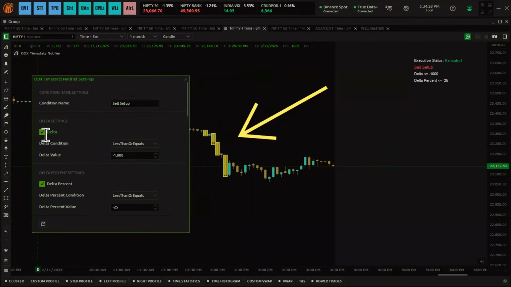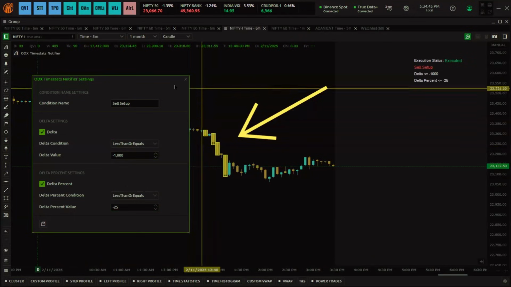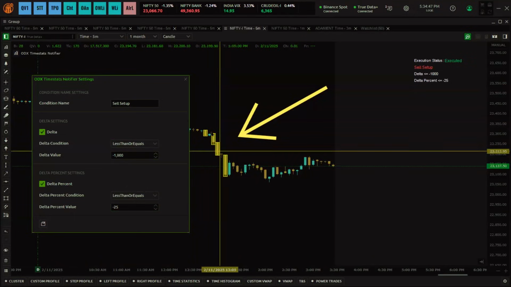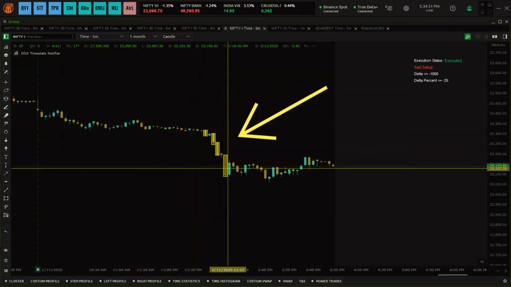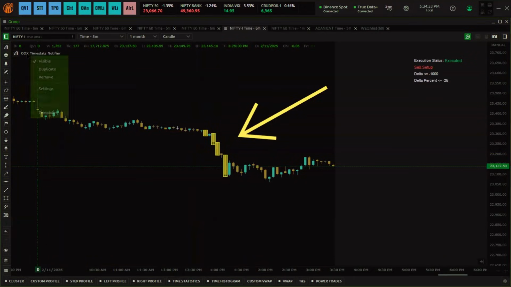I have conditions, say delta. These are my conditions: I want the delta to be below -1,000, that is -1,000 lots, and in percentage terms also less than 25%. If these conditions are met, I want it to be highlighted. You can see that it is highlighting around this area. It started here, here, here, and there's no other place it was happening. I will create one more just to show you.